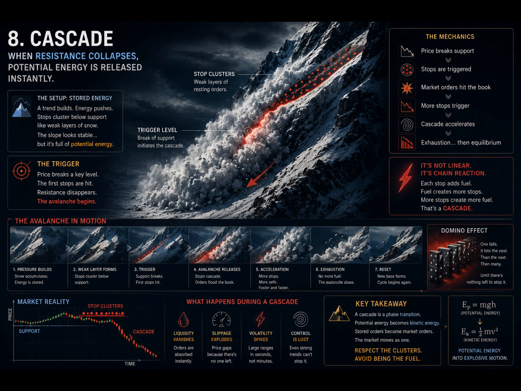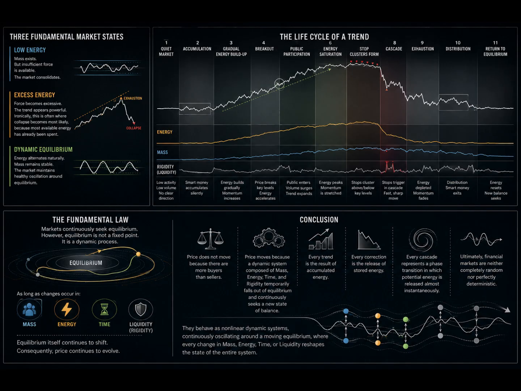Three fundamental market states. Low energy: mass exists, but insufficient force is available. The market consolidates. Excess energy: force becomes excessive. The trend appears powerful. Ironically, this is often where collapse becomes most likely, because most available energy has already been spent. Dynamic equilibrium: energy alternates naturally. Mass remains stable. The market maintains healthy oscillation around equilibrium.